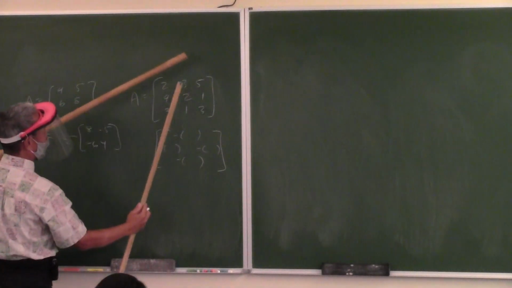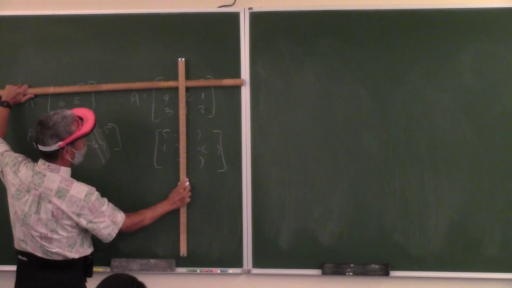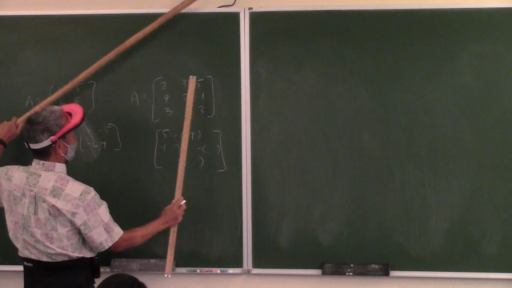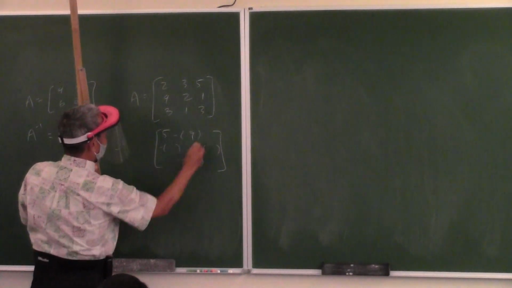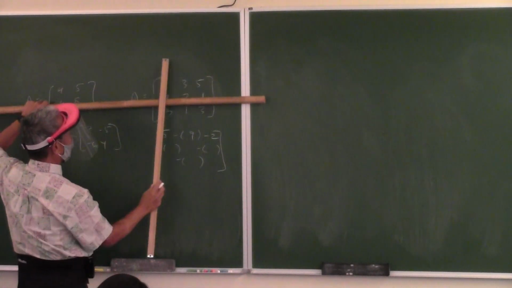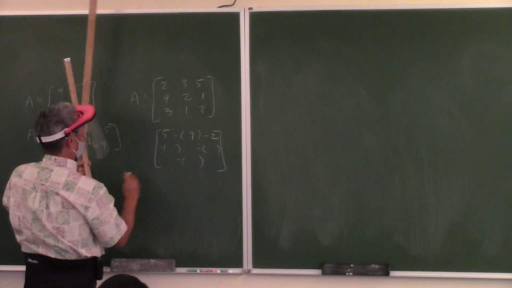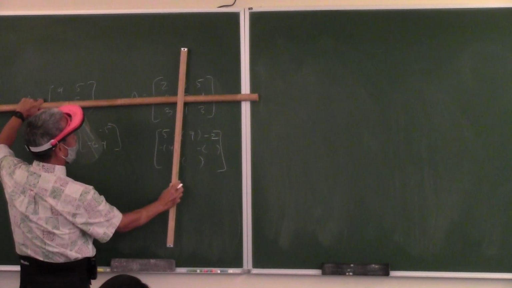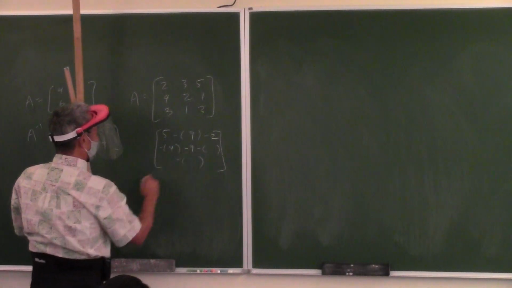Okay, what about this element up here? Cross out the row and column. What do you got? 12 minus 3. 9. What about this one? 4 minus 6. -2. Okay, that one. What do we got? 9 minus 5. Okay, what about the middle element? 6 minus 15. -9.